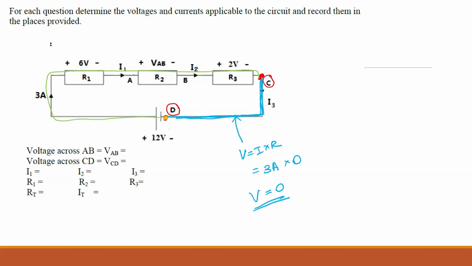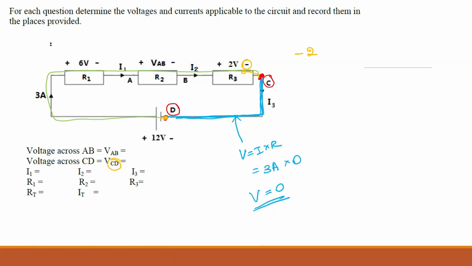I told you, you need to algebraically add them. So when you go from C to D, you have a -2 because you're going to the negative side. I told you whenever you are going to the negative side, just do a negative sign.